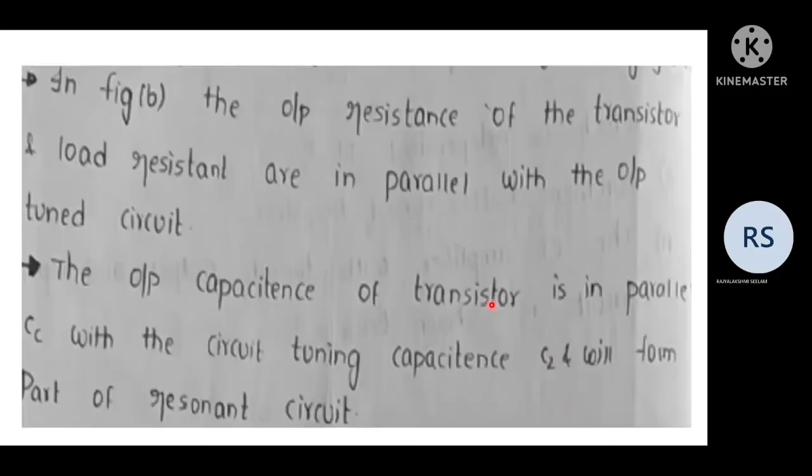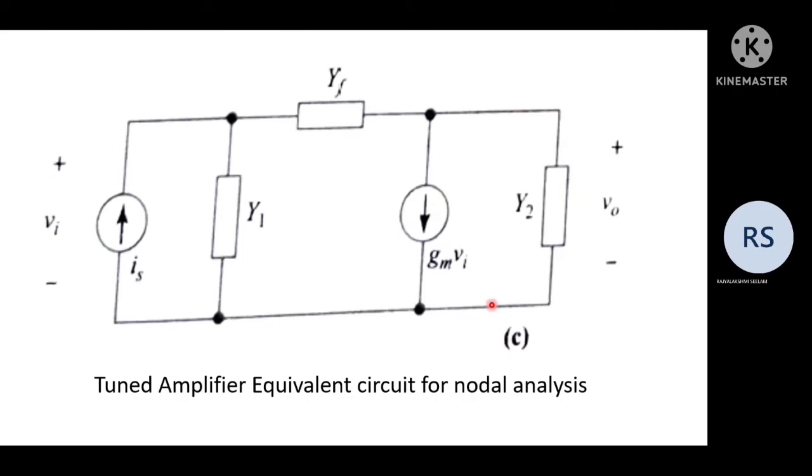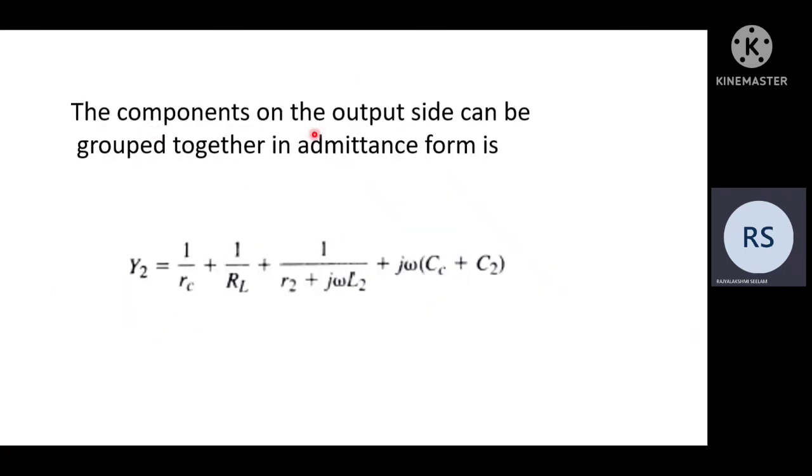Already we have discussed this. Here is the tuned amplifier equivalent circuit for nodal analysis. We have input voltage, output voltage, Y1, Y2, the feedback YF, and gm Vi, the transconductance. Let us discuss this. The components on the output side can be grouped together in admittance form: Y2 equals 1 by RC plus 1 by RL plus 1 by (R2 plus j omega L2) plus j omega (CC plus C2).